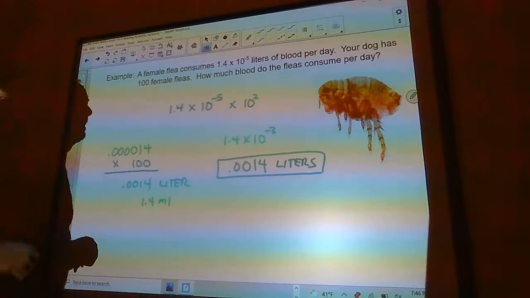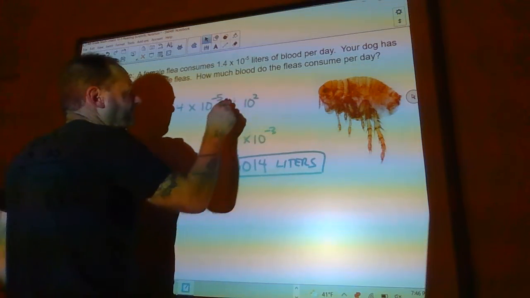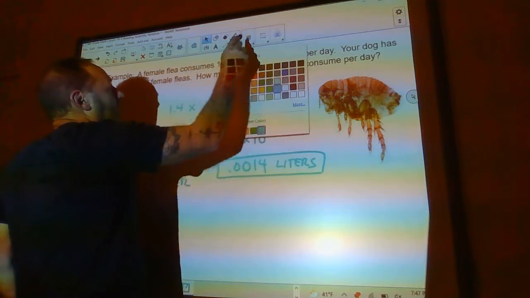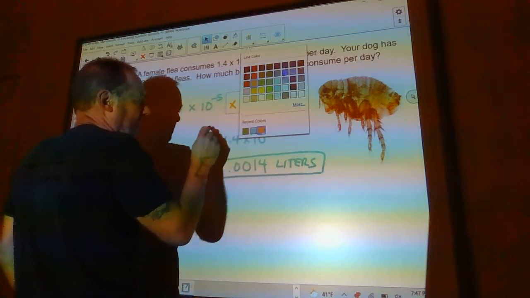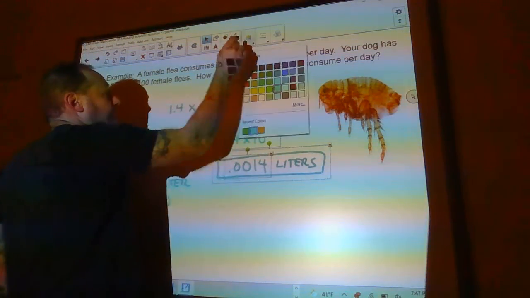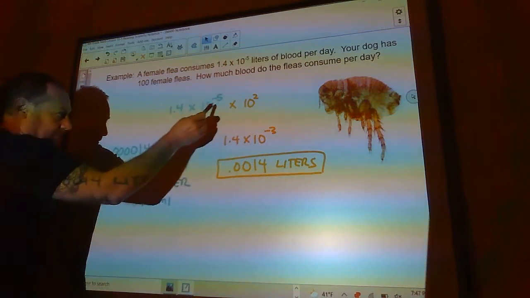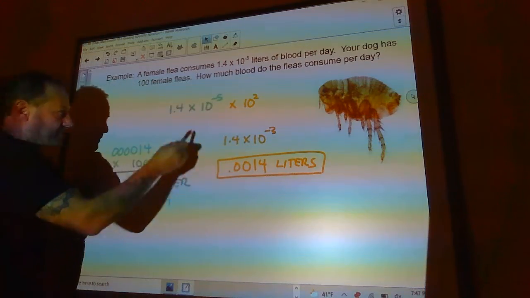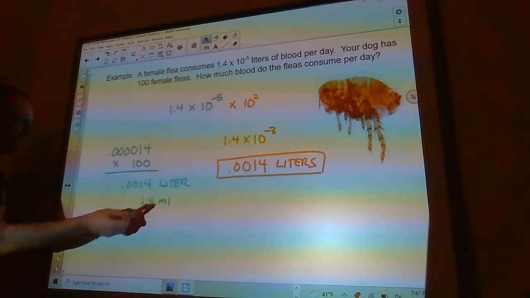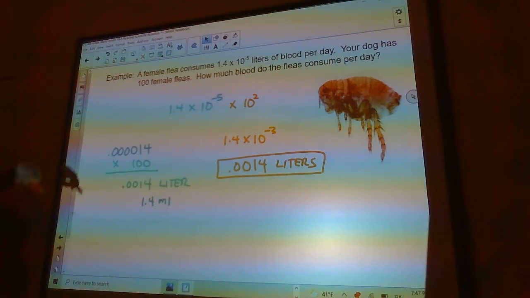Okay, so you know what? Let's show that these are different by doing these in different colors. So this times this goes this way, and if I just take this and convert it, then it goes this way.